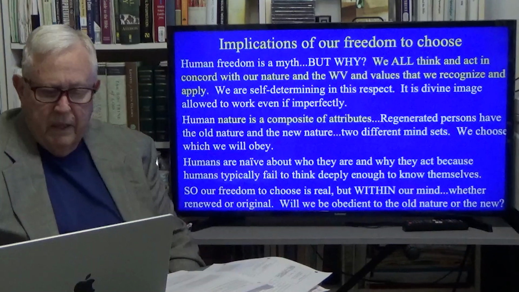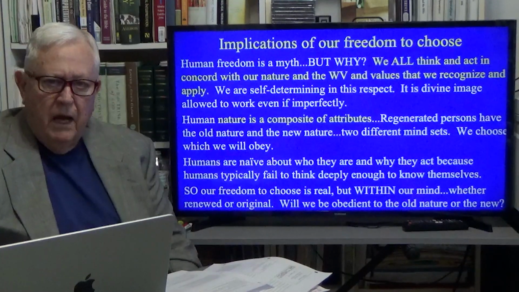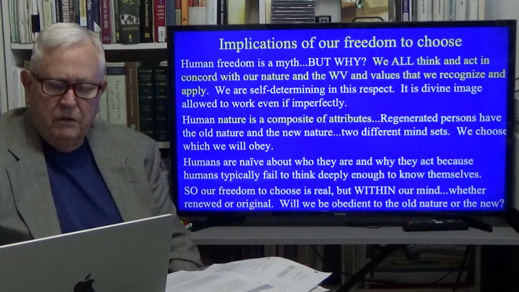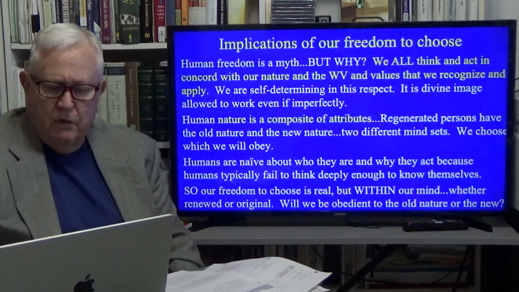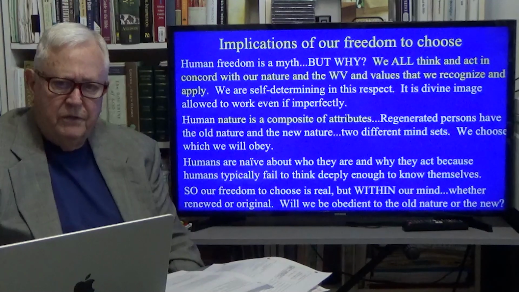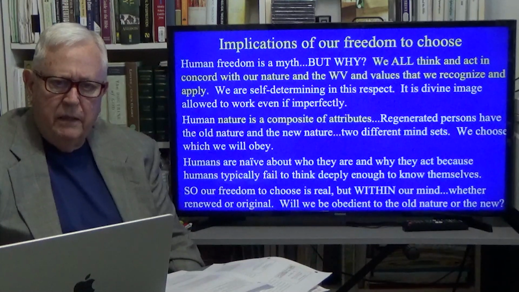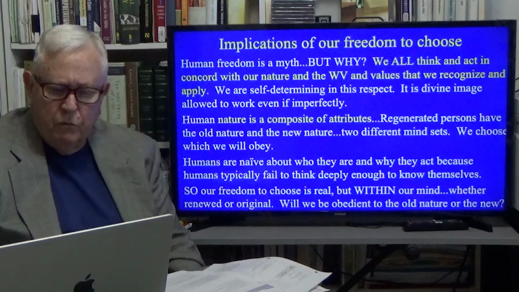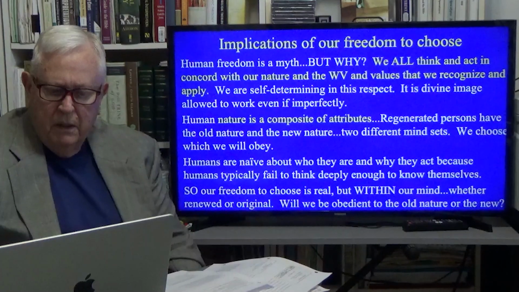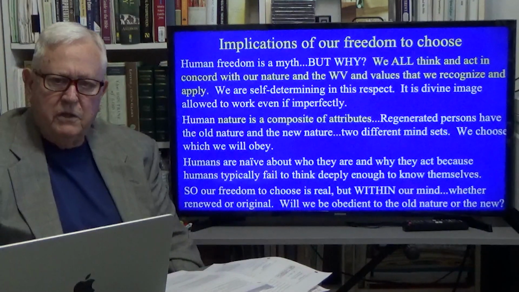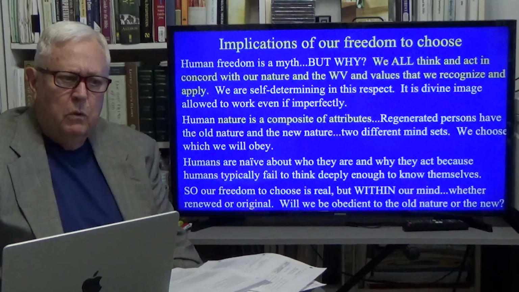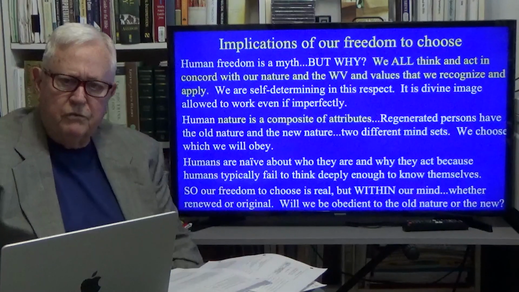Furthermore, implications of our freedom to choose. I've said before, human freedom is a myth. Why? It's not because of severe Calvinism or something. It's because we're sinners. We are trapped in our own devices. We're trapped in a mind that will not naturally move toward God. We all think and act in concord with our nature and the worldview and values that we recognize and apply. Before being a Christian, our worldview and values were not toward God. They were toward ourselves, selfishness.